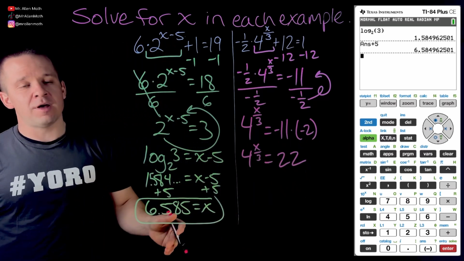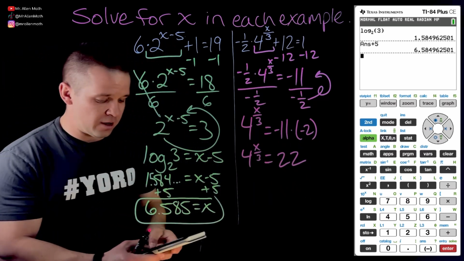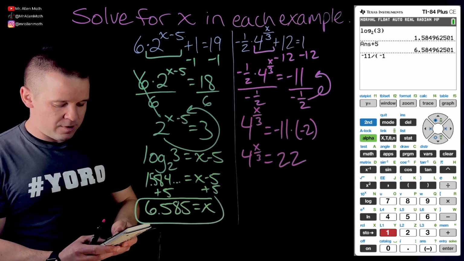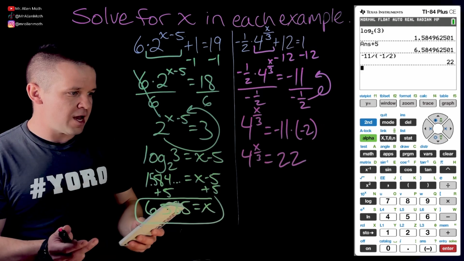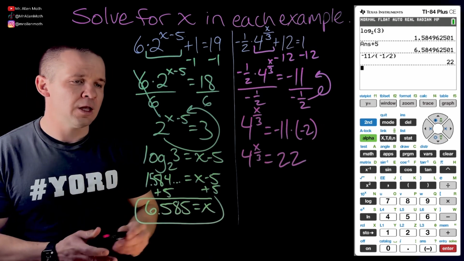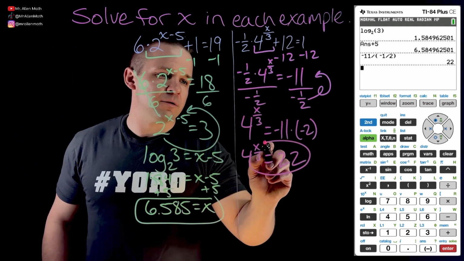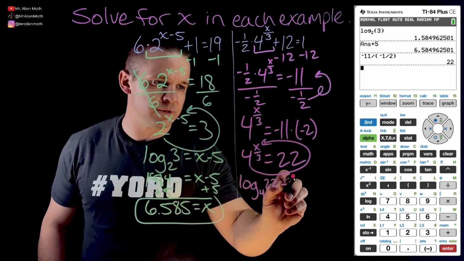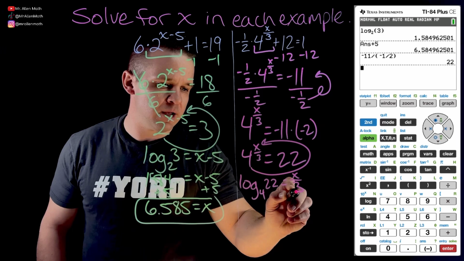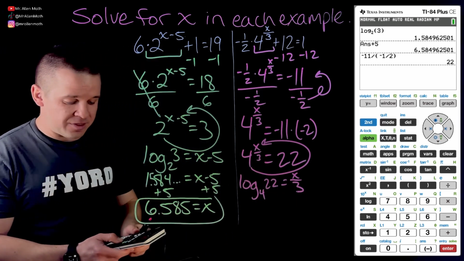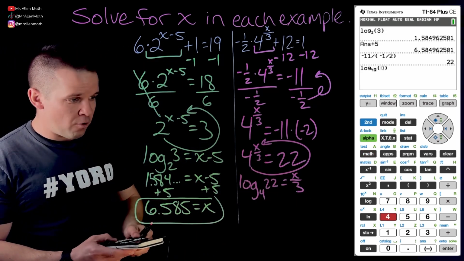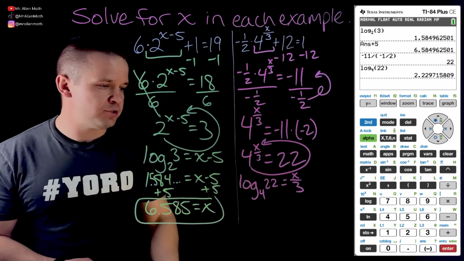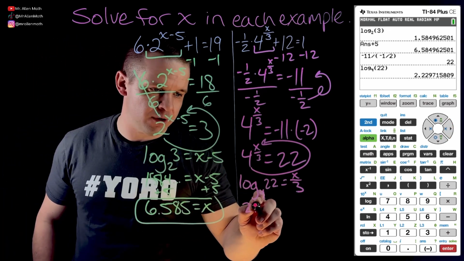If you didn't know that, you could type this in your calculator. If you're like, oh boy, I don't want to risk it, I would just type in negative 1/2 right here, 1 over 2. Lovely, 22. Cool. Now, loop it, swoop it, log base 4 of 22 equals x over 3. I can math this bad boy. I get 2.229. Again, we're going to show that work.